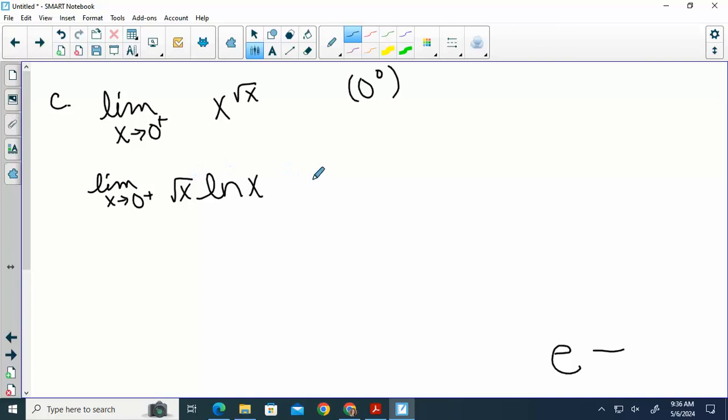Okay, currently it's 0 times infinity. We can't do that, but just like the last one, we can make it a quotient. We don't want to move the natural log, but I can move the square root of x to the bottom by making it x to the negative 1 half. So now we have infinity over infinity. So now we can do our L'Hopital.